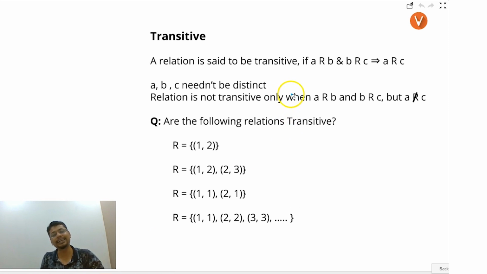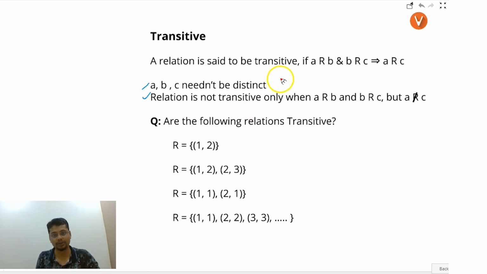All right. A relation is said to be transitive if A is related to B and B is related to C. That should imply A is related to C. Then that relation is called transitive. All right. Now here the point to be noted is A, B, C needn't be distinct. Also another point to be noted is that a relation is not transitive only when A is related to B and B is related to C, but A is not related to C. That's the only possibility for a relation to be not transitive.